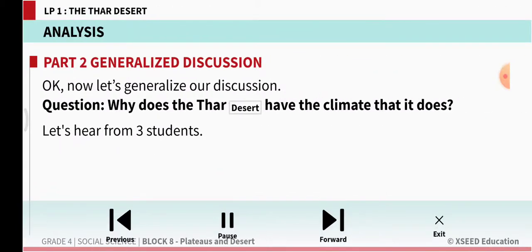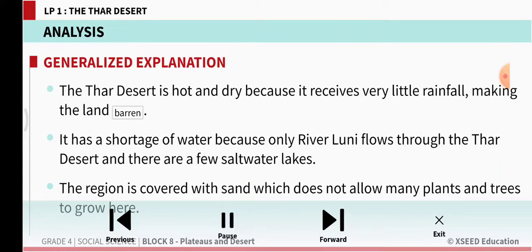Why does the Thar Desert have the climate that it does? Why is it very hot and dry? What is the reason? The Thar Desert is hot and dry because it receives very little rainfall, making the land barren. Because it receives very less rainfall, there is no chance of vegetation here. You can see very little vegetation. So if water would have been here, then you could have seen some greenery. Because there is very little rainfall, the land is barren.